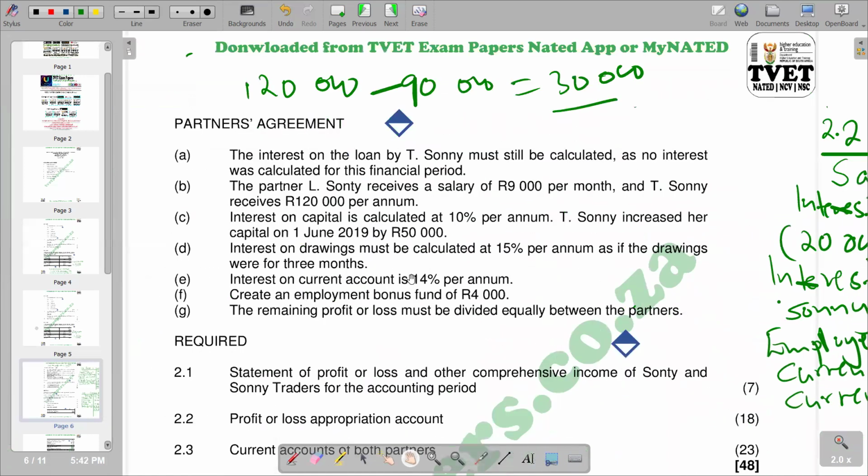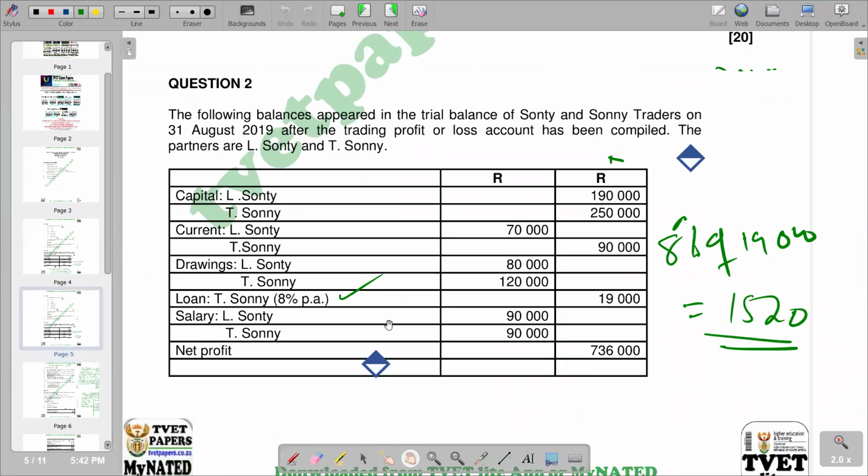The partnership agreement says interest on drawings must be calculated at 15% per annum, as if the drawings were for 3 months. So we are going to say 15%, then we get the annual figure, then we multiply by 3 months over 12, to get the proportion for those 3 months. So we are saying 15%, which is 0.15 as a decimal, you multiply by the drawings figure for Sonny, so 120,000. Multiply by 3 over 12, get the proportion for 3 months. So we are going to see that the figure for interest on drawings is going to be 4,500.